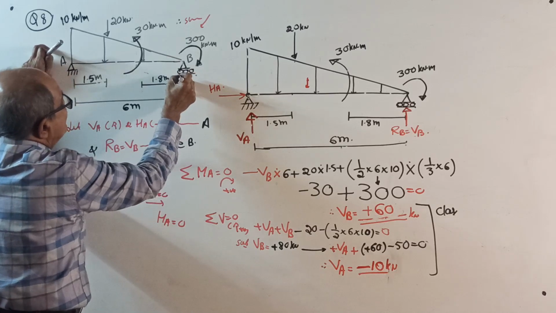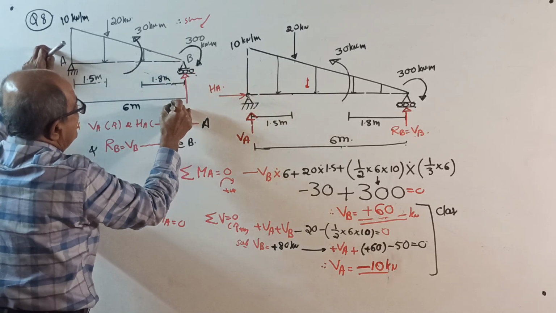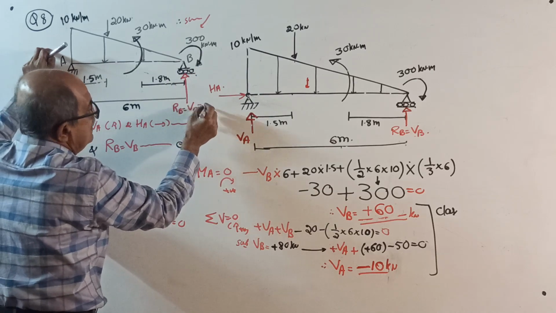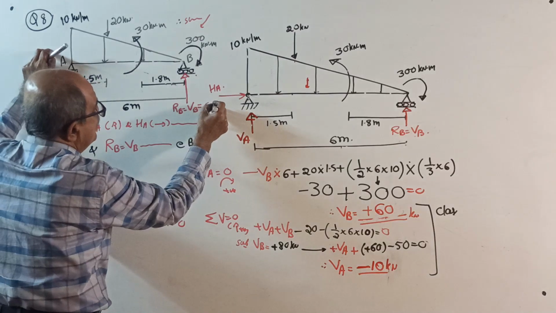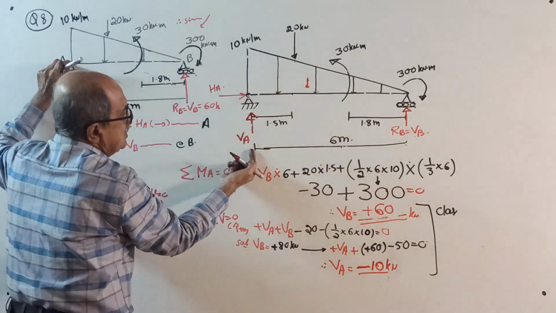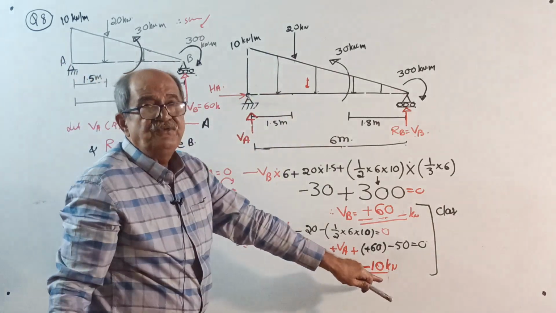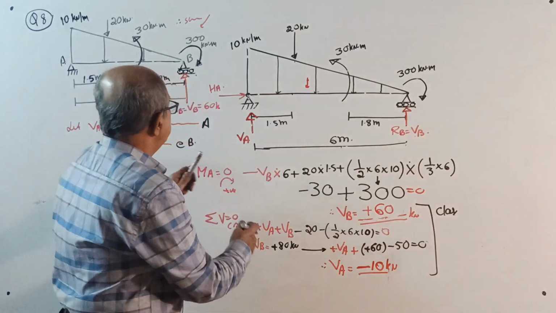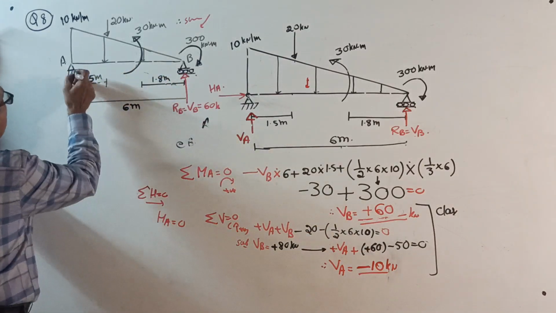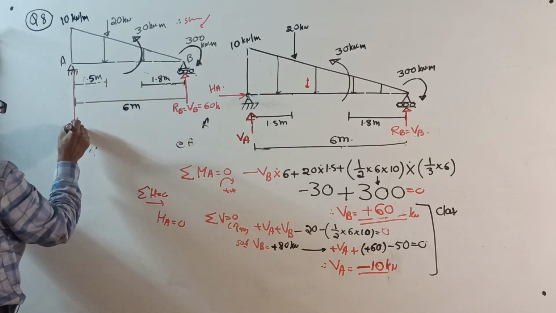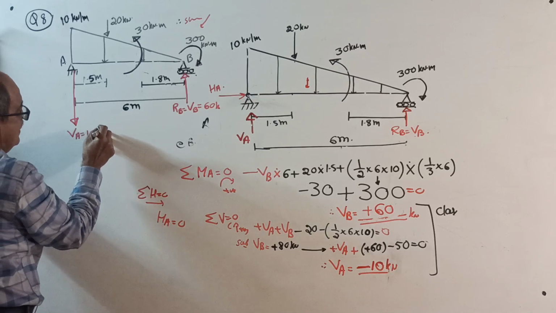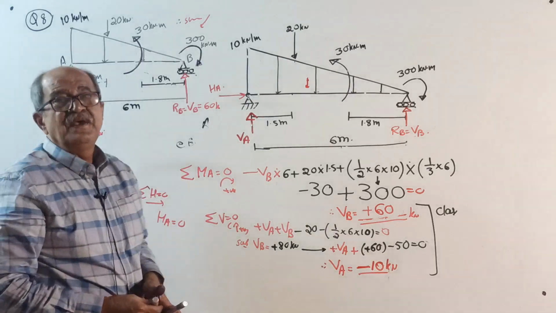There, see, this RB is vertical reaction VB equal to 60 kilonewton. Vertical reaction at A, VA, you took upwards, but negative sign came. Therefore, it is not upward, it is downward. See, this is not required now. It is downward reaction VA, now no minus sign, 10 kilonewton. I will tell you why minus sign came.